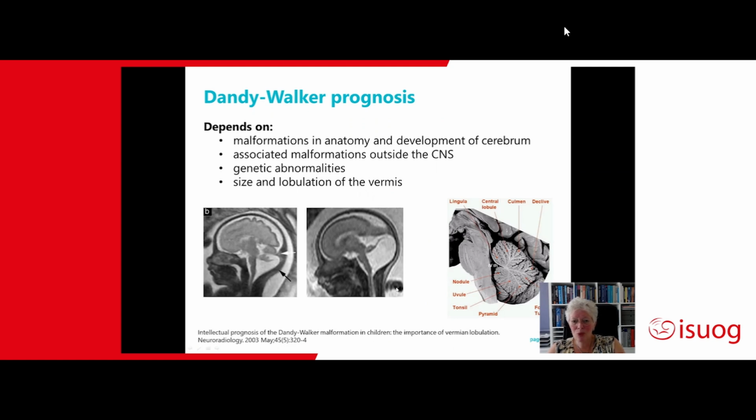The prognosis of the Dandy-Walker malformation depends on if there are any malformations in the anatomy and the development of the cerebrum. Also, if there are associated malformations outside the central nervous system, if there are any genetic abnormalities. But what is also important is the size and the lobulation of the vermis. The more tissue has developed, the better the prognosis of the baby will be.